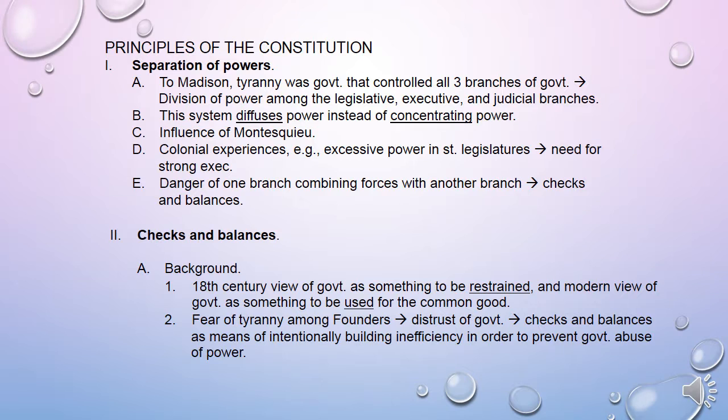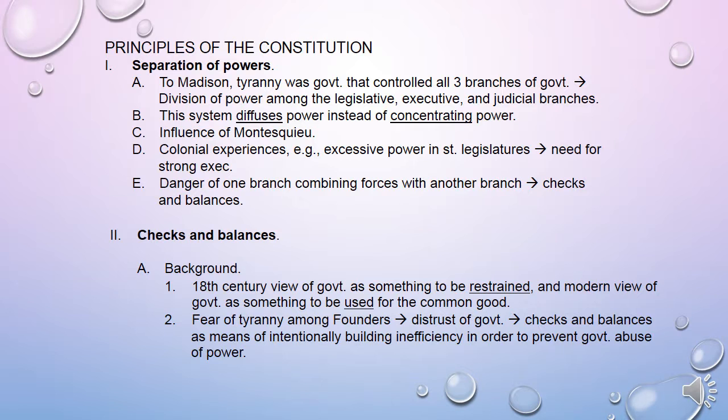Okay, and then the danger of one branch combining forces with another branch. So that led to concern and then the implementation of checks and balances. So separation of powers is about this branch has these powers, they're responsible for this, this, and this. And checks and balances is these things help us control the power of these other branches.